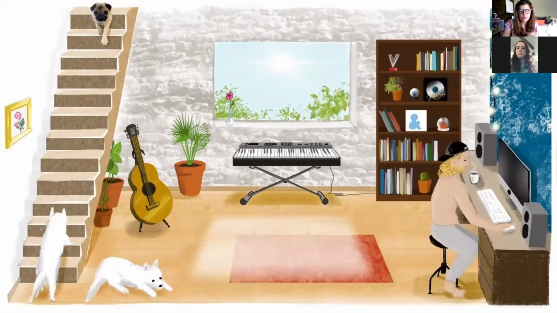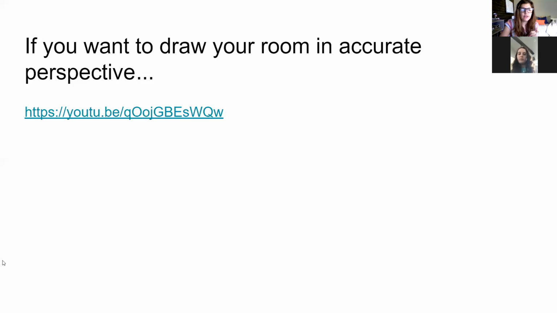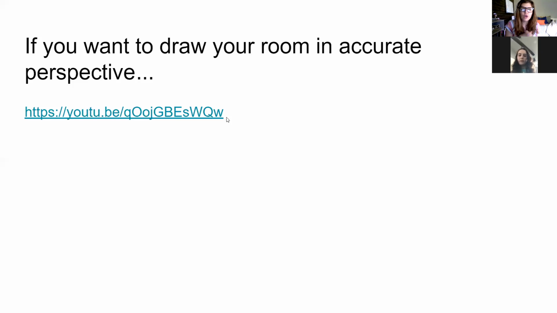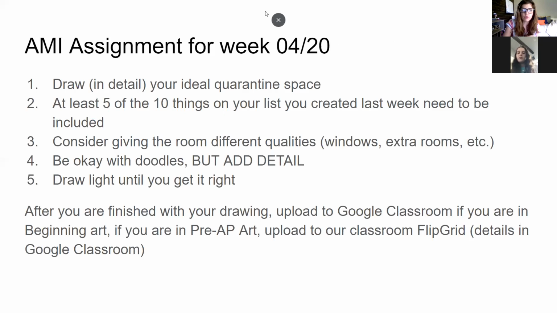This one was done digitally as well, I think. And if you want to draw your room in accurate perspective, what that means is if you want to know how to make things look like they're going back in the distance, I've included this YouTube resource here for you, just for time's sake. My classes are supposed to be really short, quick, straight to the point. I'm not going to do that demonstration for you here, but I'm going to stop my share real quick. Your assignment, well, I'm going to talk about the assignment first.